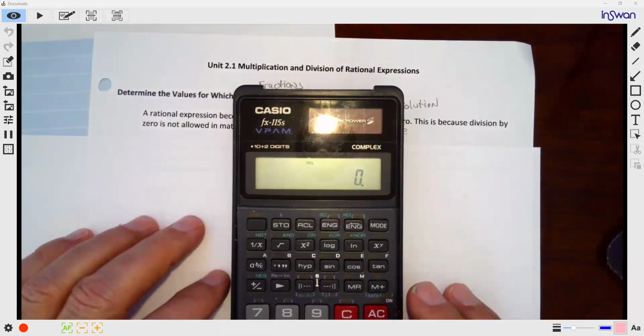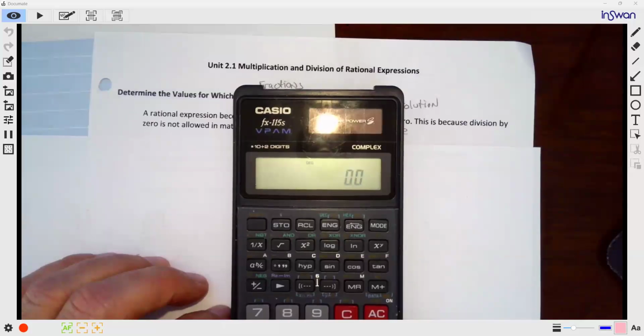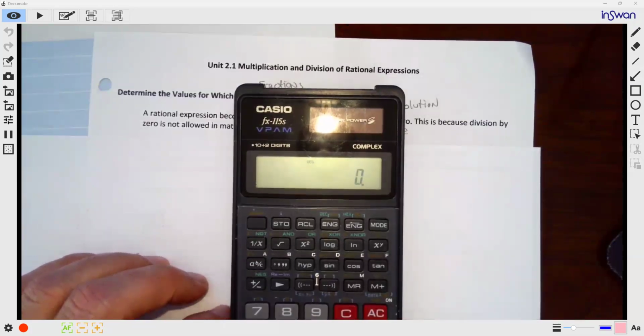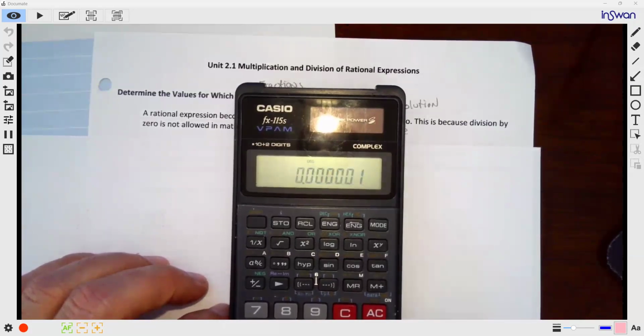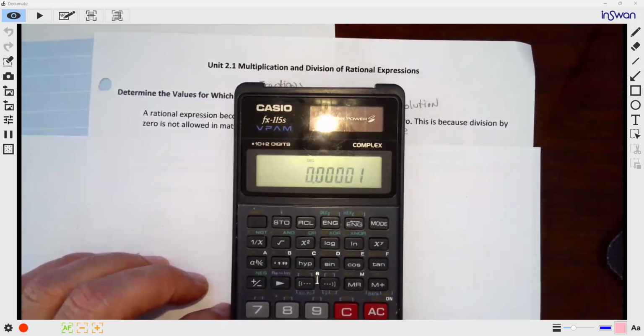If I take 1 and divide it by 0.001, so I'm dividing it by a very small number, you can see my answer is very large. It's 1,000. If I take that 1 and divide it by an even smaller number, 0.00001, you can see now it's 100,000. I'll do one more, but just to show you, as the number that I divide by gets smaller, the answer gets bigger.